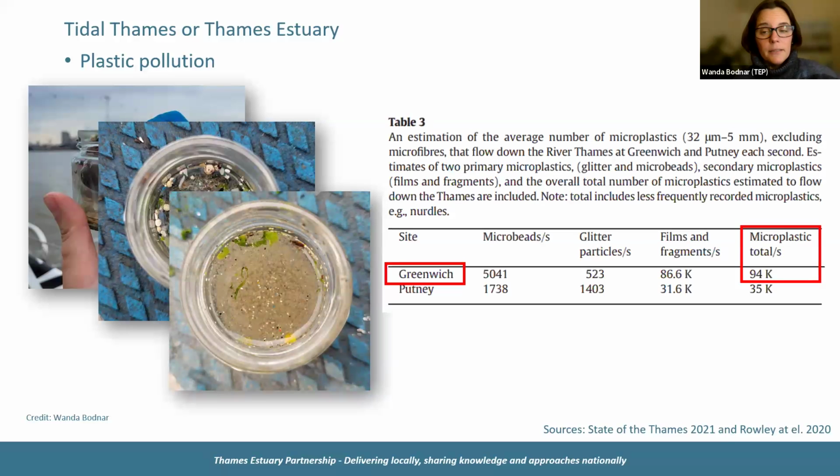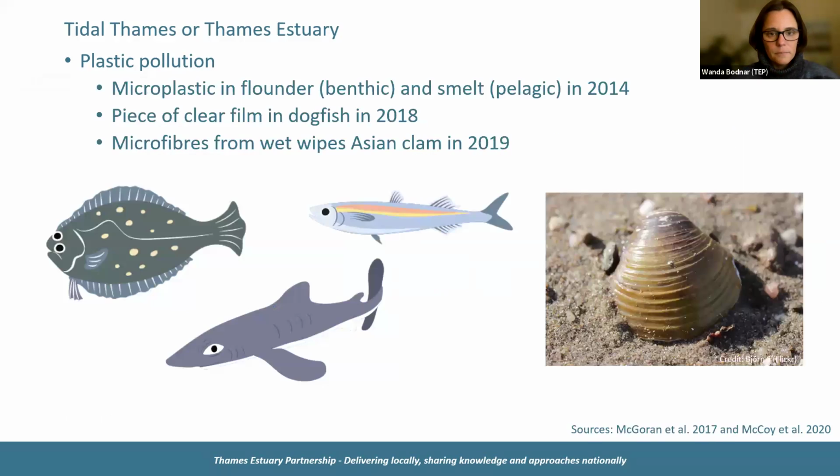It is estimated that up to 94,000 microplastics per second are flowing down the Thames through Greenwich at any given time. There is evidence of plastic in aquatic fauna. Microplastic pieces have been found in flounder, smelt, dogfish, and Asian clam.